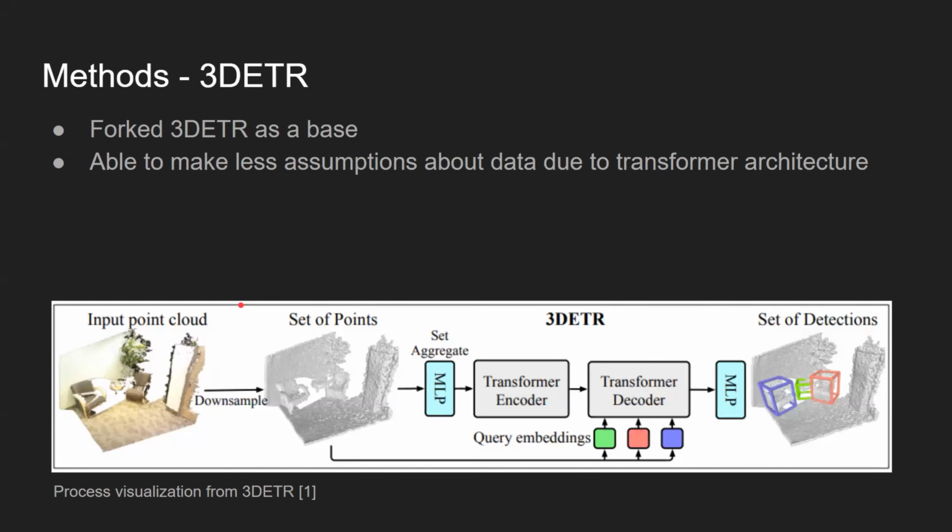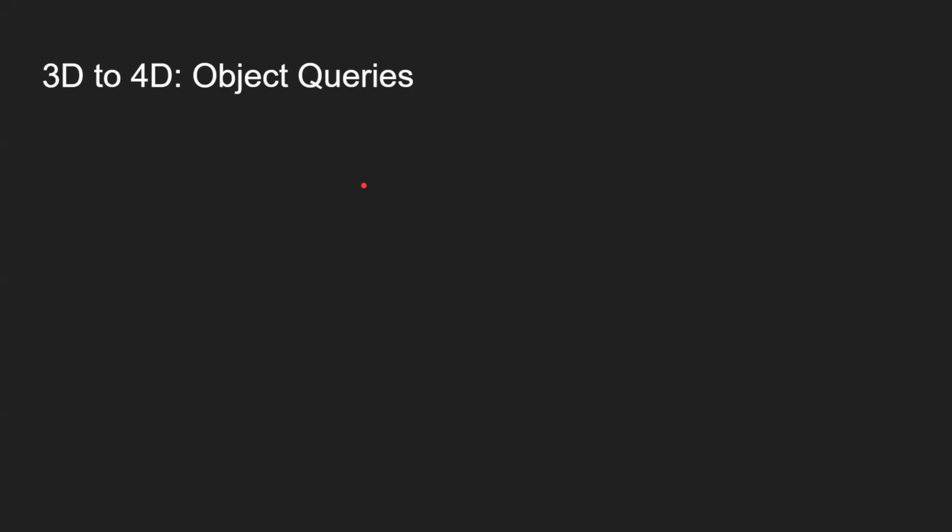The baseline for our method is 3DETR, and this is what we forked as a base. Like I said before, this architecture makes fewer assumptions about the point cloud and uses less of the pre-processing or voxelization methods that other methods use. The reason this model is really cool for us is the way it deals with object queries in the decoder.